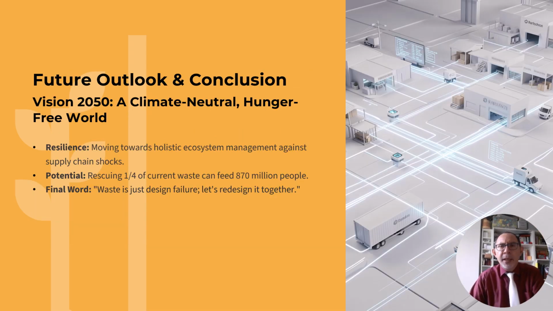In conclusion, looking toward 2050, our vision is clear: a climate neutral future. Reducing food waste is the fastest way to cut global emissions by 10% and feed 870 million hungry people.